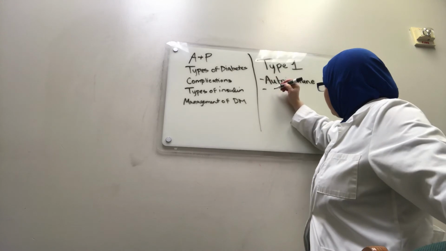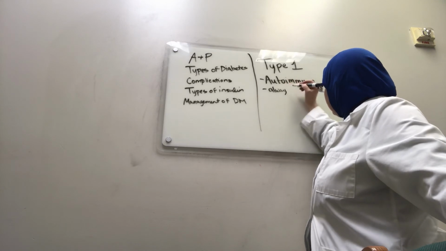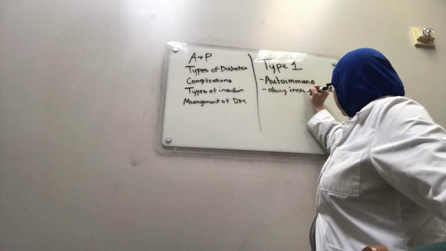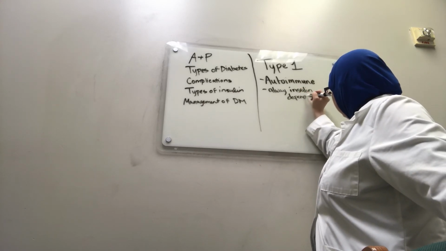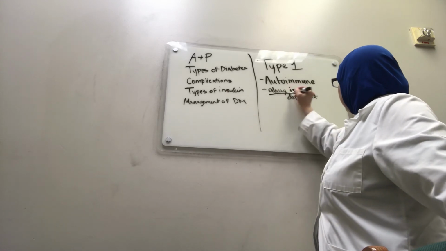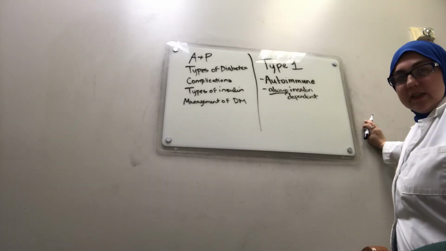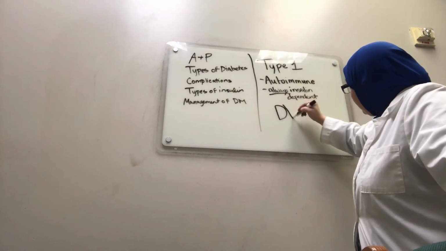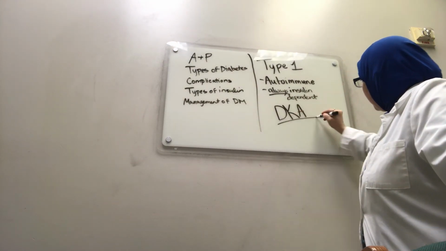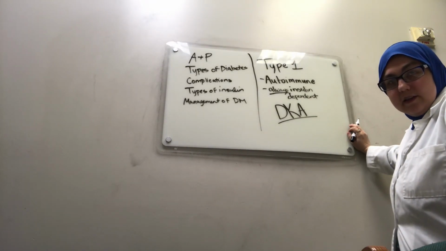What else do we know about type 1 diabetes? They're always insulin dependent because the pancreas does not make insulin, so they have to have insulin. What happens if the patient doesn't get their insulin? Then the patient goes into DKA. This is a life-threatening complication of diabetes. You never ever want to be the reason why your patient went into DKA. There's a lot of paperwork involved with that, and it's not safe for the patient.